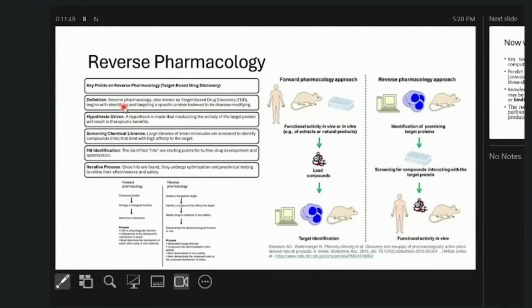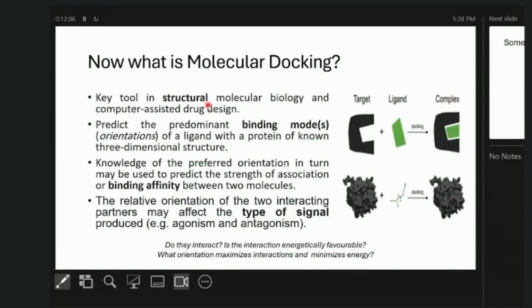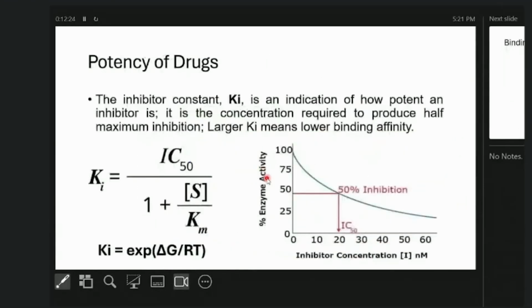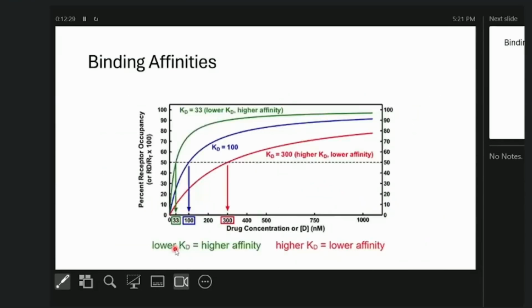So we begin with the target. We identify and target a specific protein that is believed to be disease modifying. So it's a hypothesis-driven process, as we can see here. So what is molecular docking? It is simply a very important tool in structural biology. In general, the two main questions that we answer in molecular docking are: do they interact, and how favorable is this interaction? As I said, the favorability of such an interaction can be assessed by, for example, the energy change, the binding affinity, and so on.